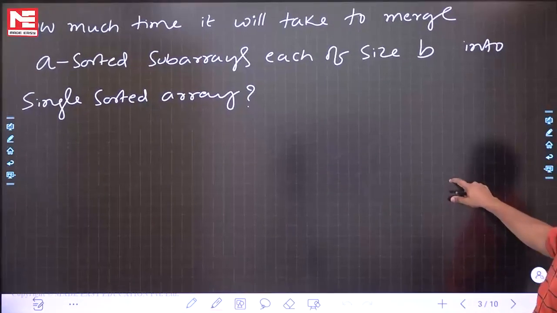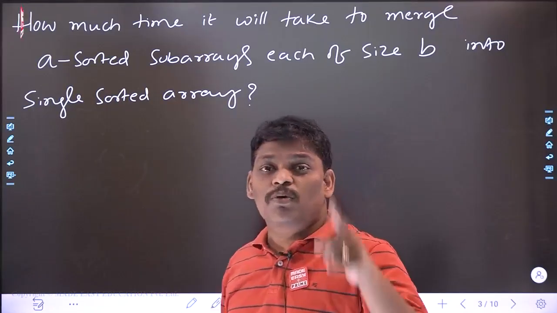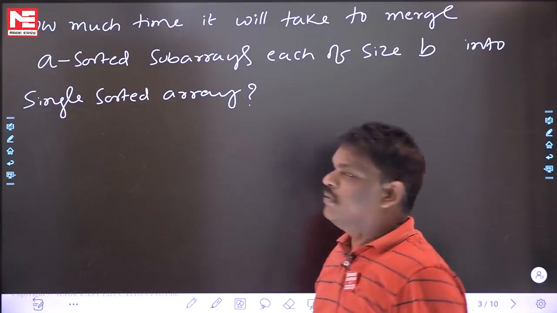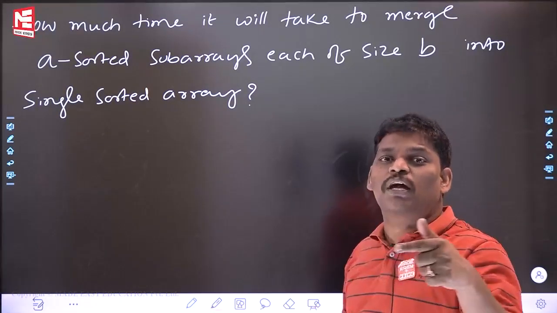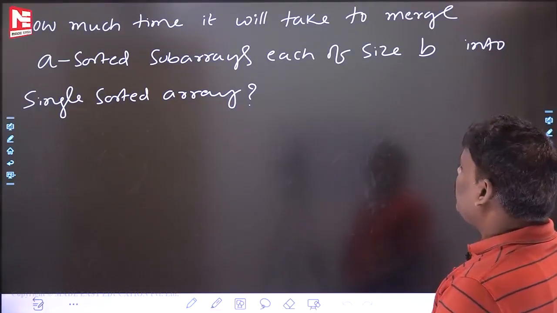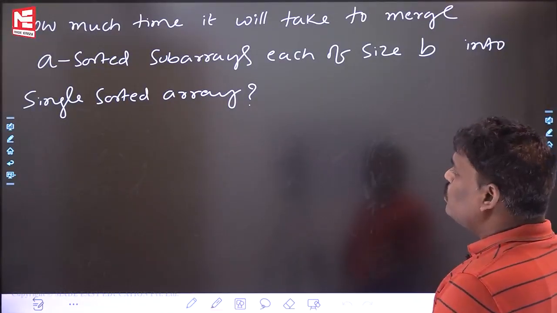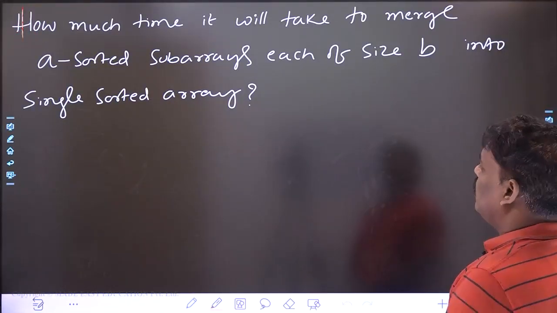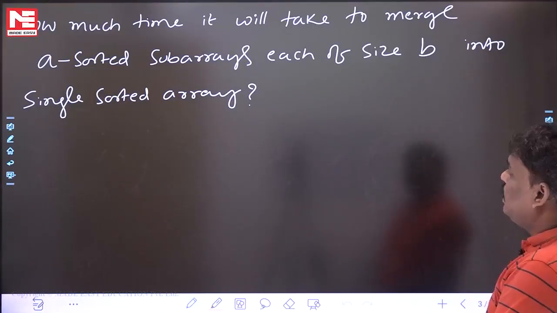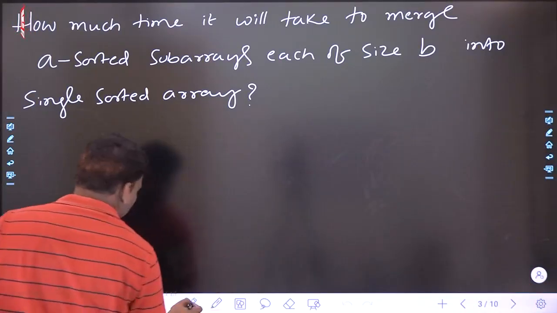See the next problem. It is almost similar. The reason I explained the previous problem so clearly is this: I gave a similar kind of problem so that you can easily give the answer. How much time will it take to merge a sorted subarrays, each of size b, into a single sorted array? I think it is the same problem; the only thing is I changed the numbers.